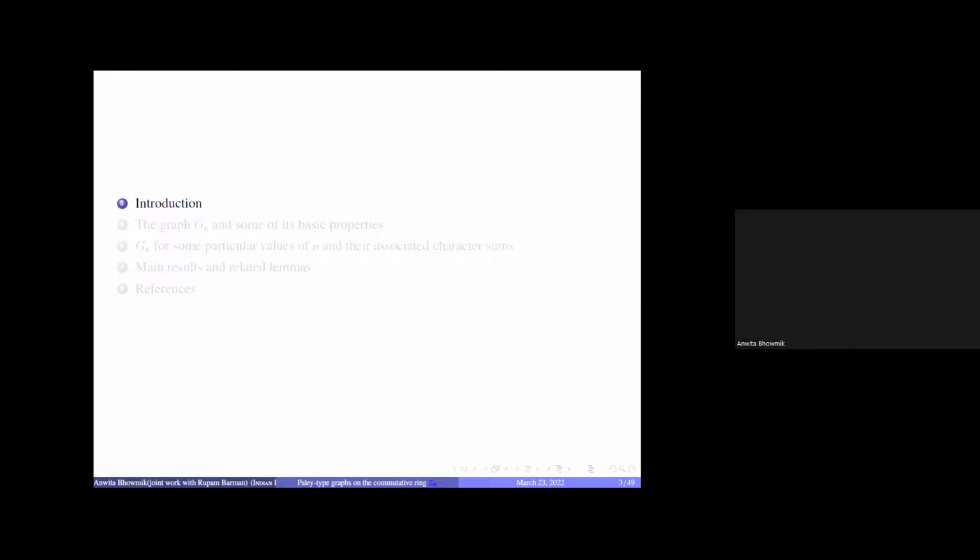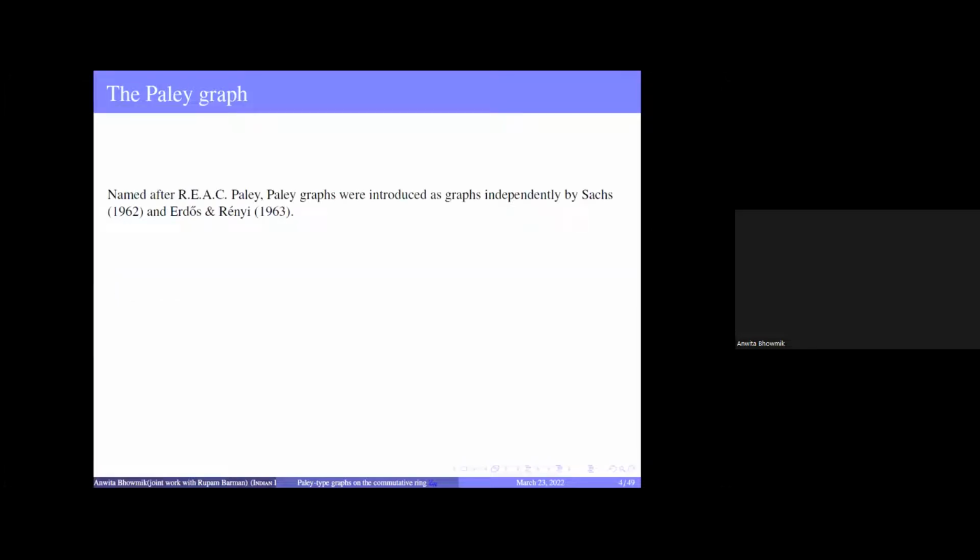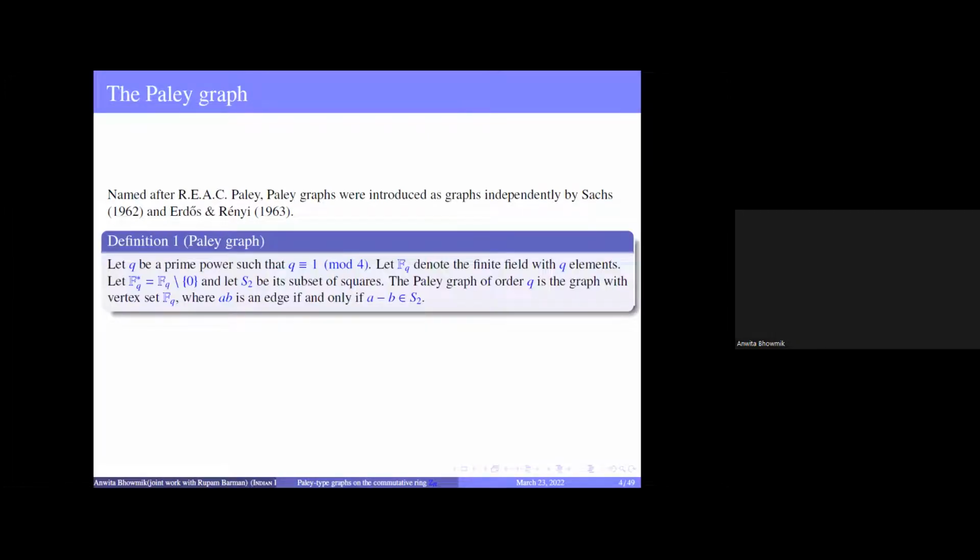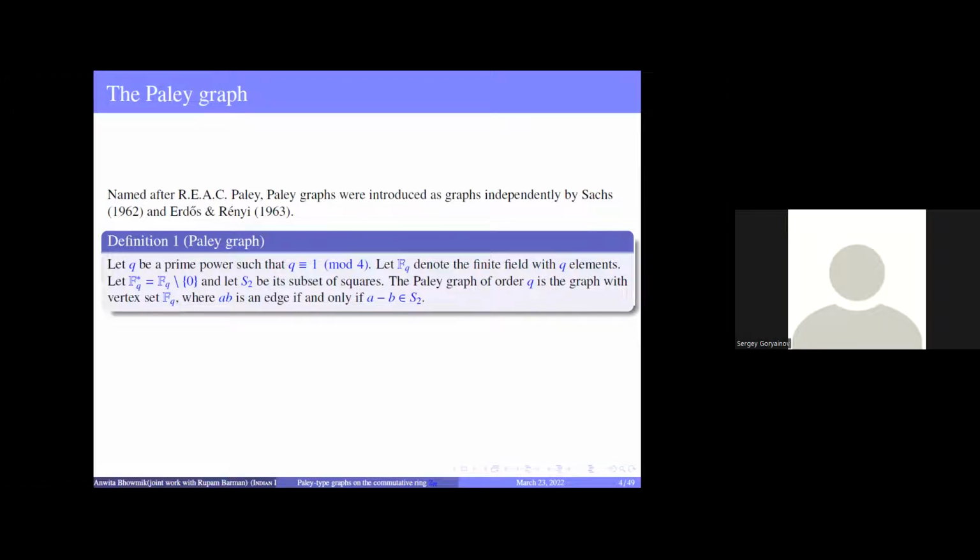Okay. So the introduction is like this. We all know what the Paley graph is, named after Raymond Paley. Raymond Paley in 1933 published a paper on Hadamard matrices, which actually inspired people to define the Paley graph. So the Paley graph was defined independently by Sachs in 1962 and by Erdős and Rényi in 1963. As we know what a Paley graph is, consider q as a prime power such that q is congruent to 1 mod 4.